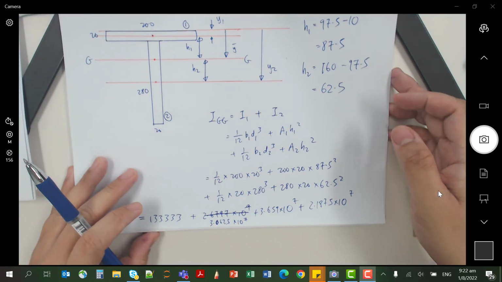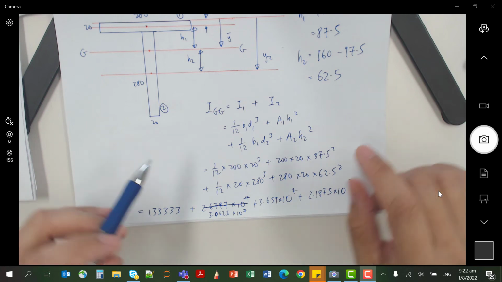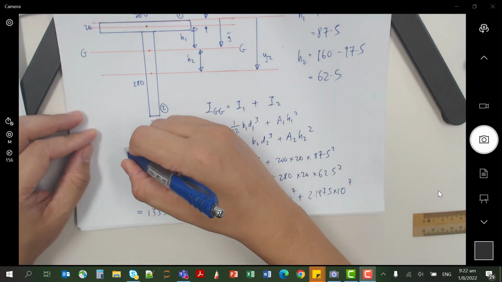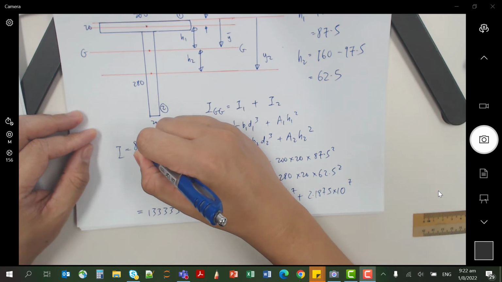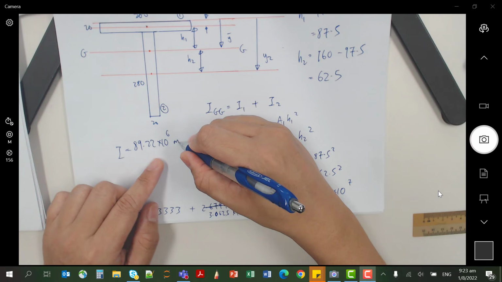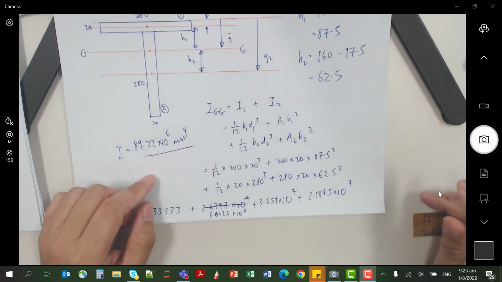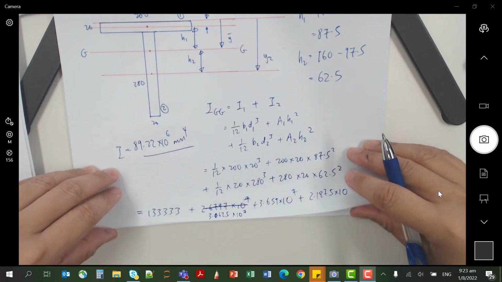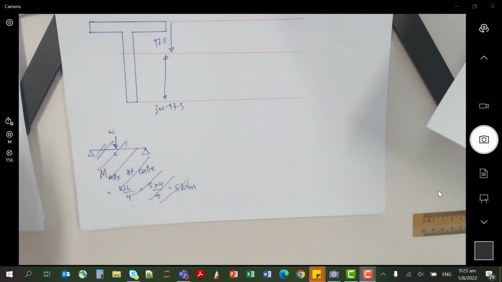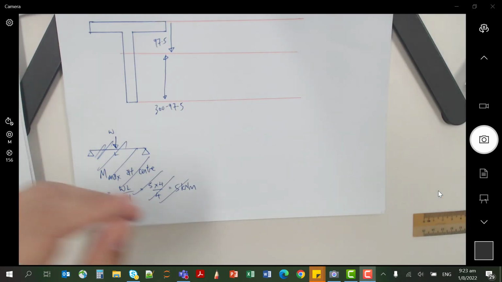Then you sum up and you will be able to get the total I as 89.22 times 10 to the power of 6 mm4. So having cleared these two, now you can go and find the stress.